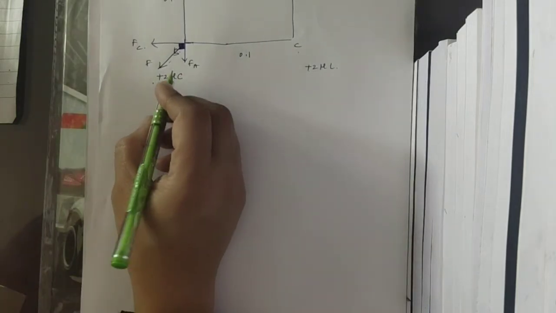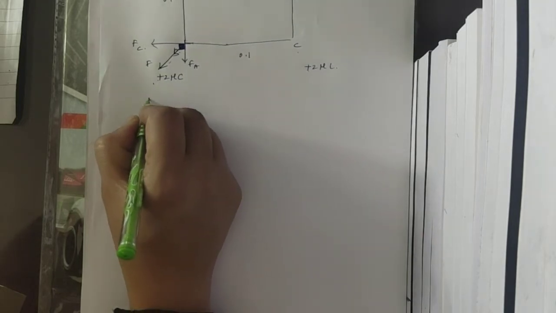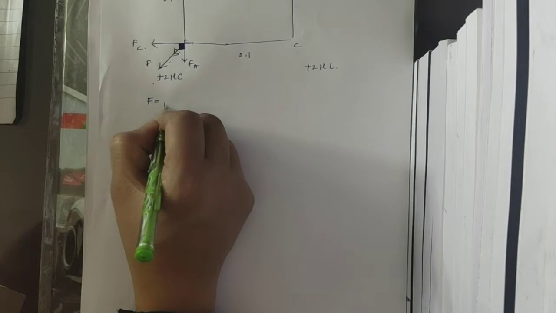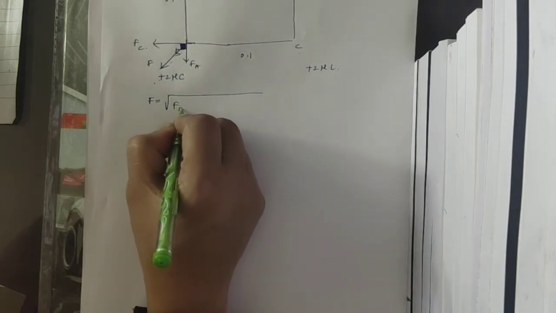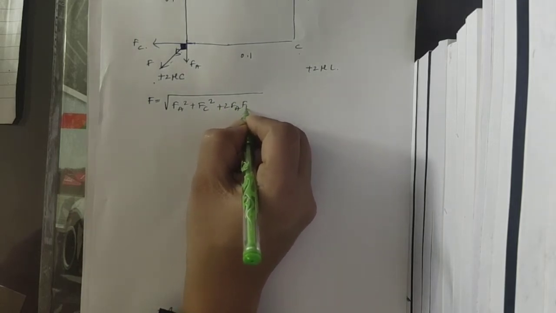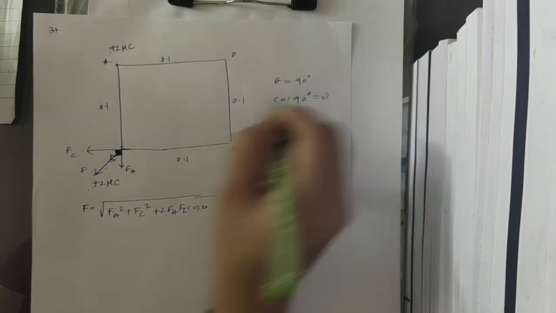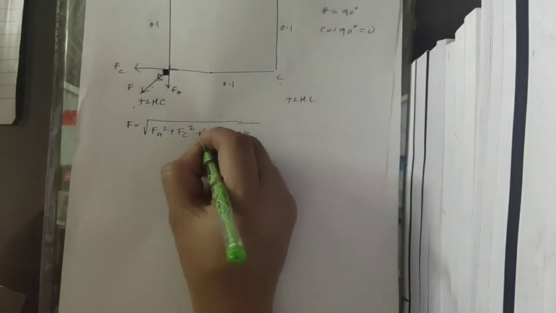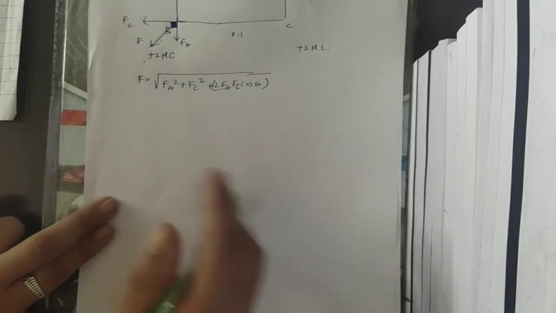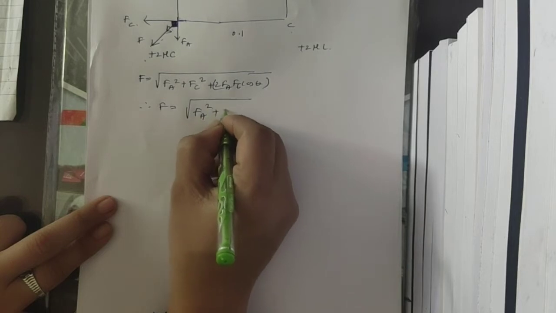Okay, given: QA, QB, QC given, resultant force F is the question. Formula we will write: F equal to square root of FA square plus FC square plus 2 FA FC cos theta. Here theta equal to what? 90 degree. Cos 90 degree will be 0, so this whole term will be 0. Therefore, F equal to square root of FA square plus FC square.